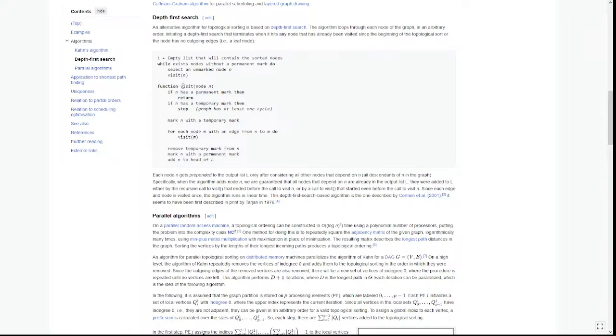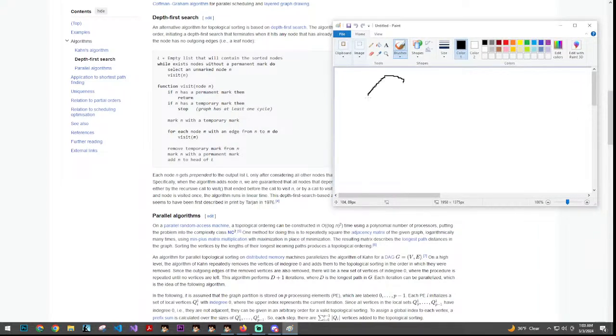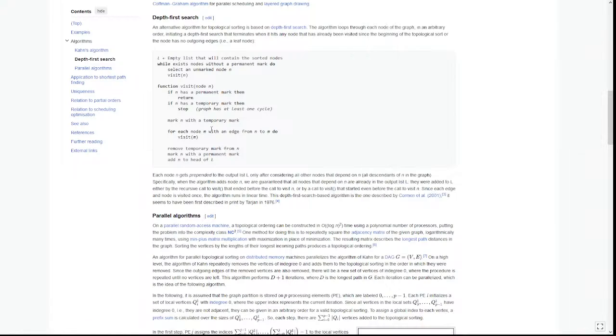So it goes through each one, and now M is a node. Let's bring up the visualization on this. So then it goes to M, but now M is the N. So it goes to the next one, then the next one, and then the next one. Remove the temporary mark from N. Mark N with a permanent mark.